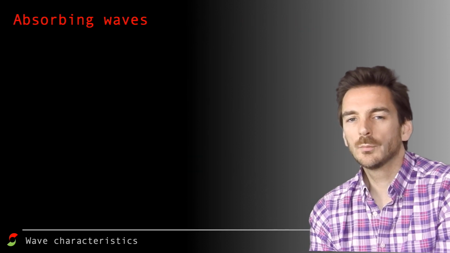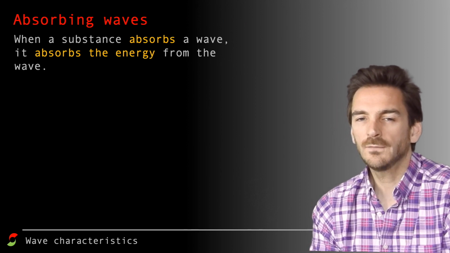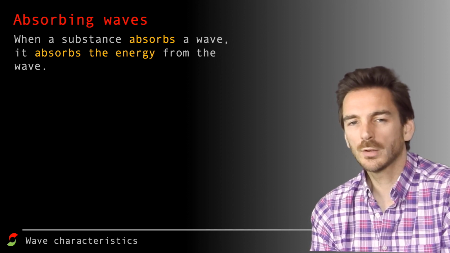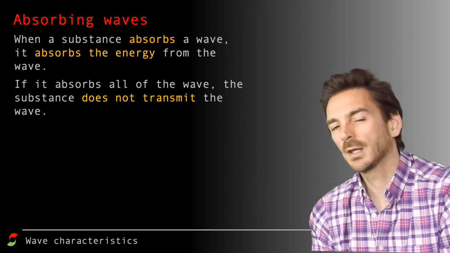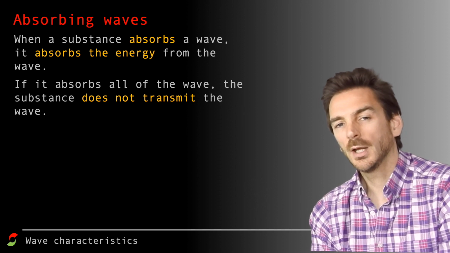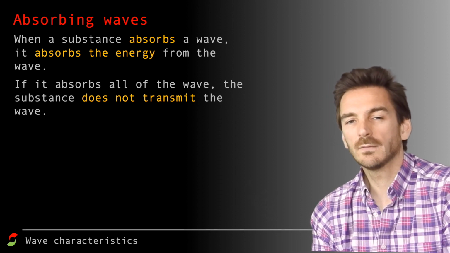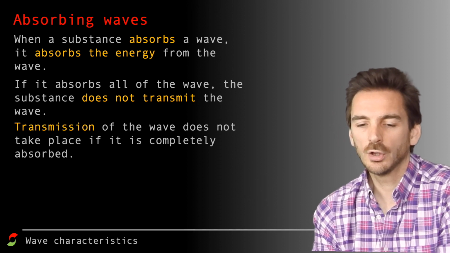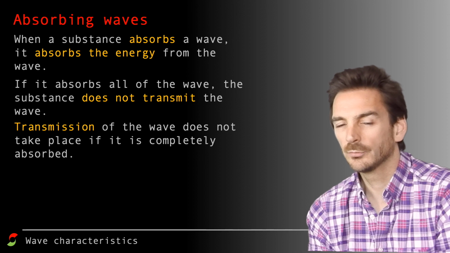Absorbing and transmitting are related to each other, because if you have an object that absorbs all of a wave, then it will absorb all of its energy. And what that means is that it won't be able to transmit. If you think about it, that makes sense. If transmission is a wave passing through an object, and it absorbs the wave completely, it's not going to transmit. So transmission of the wave does not take place if it is completely absorbed by an object.